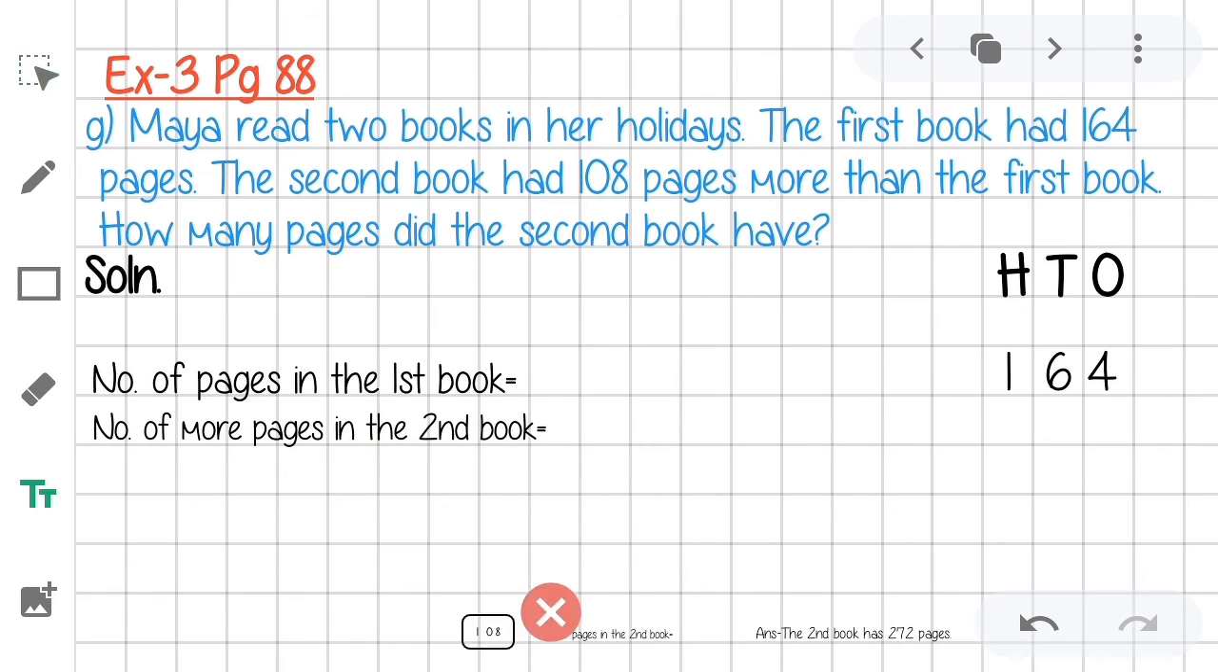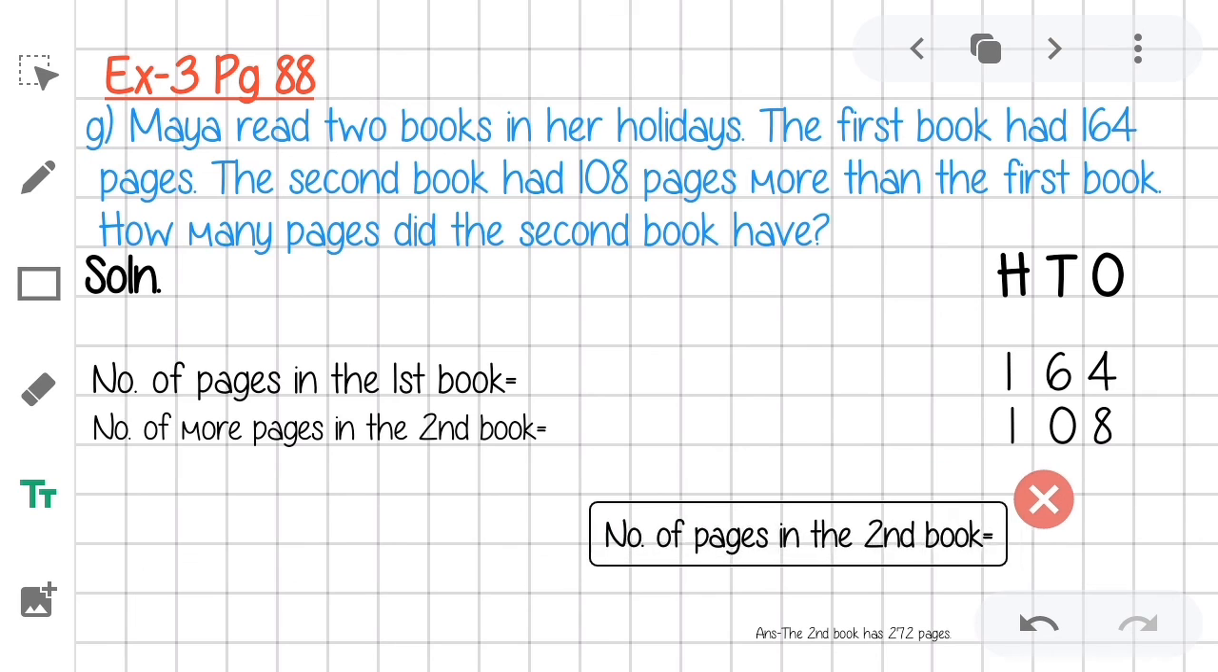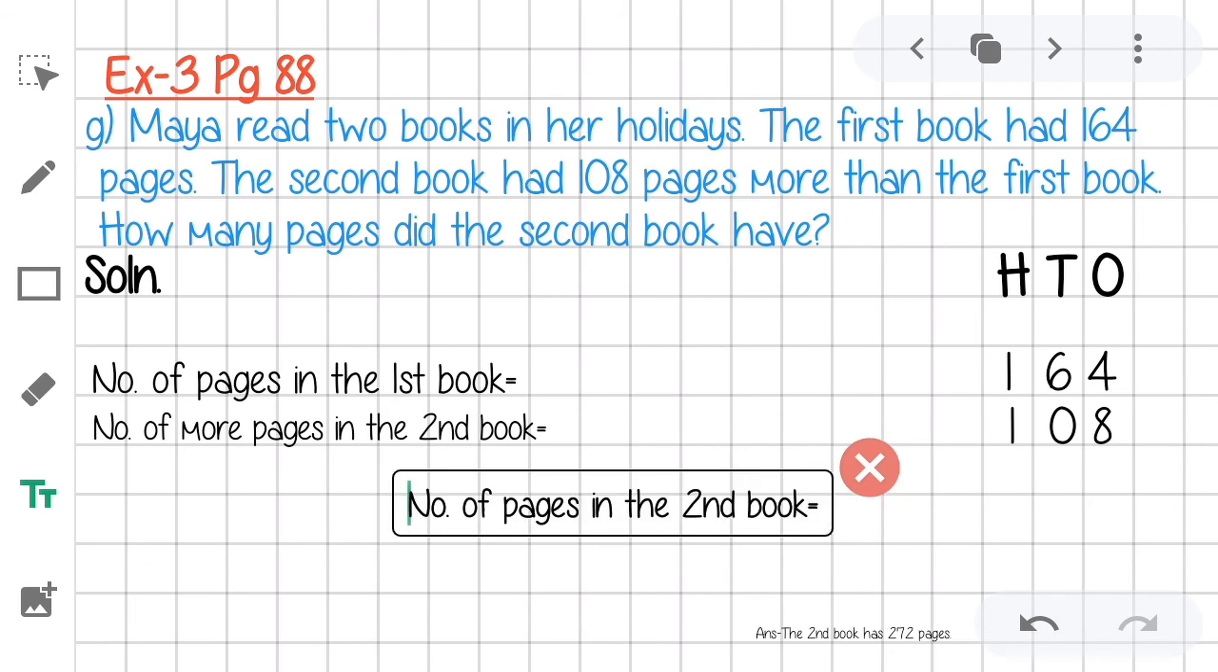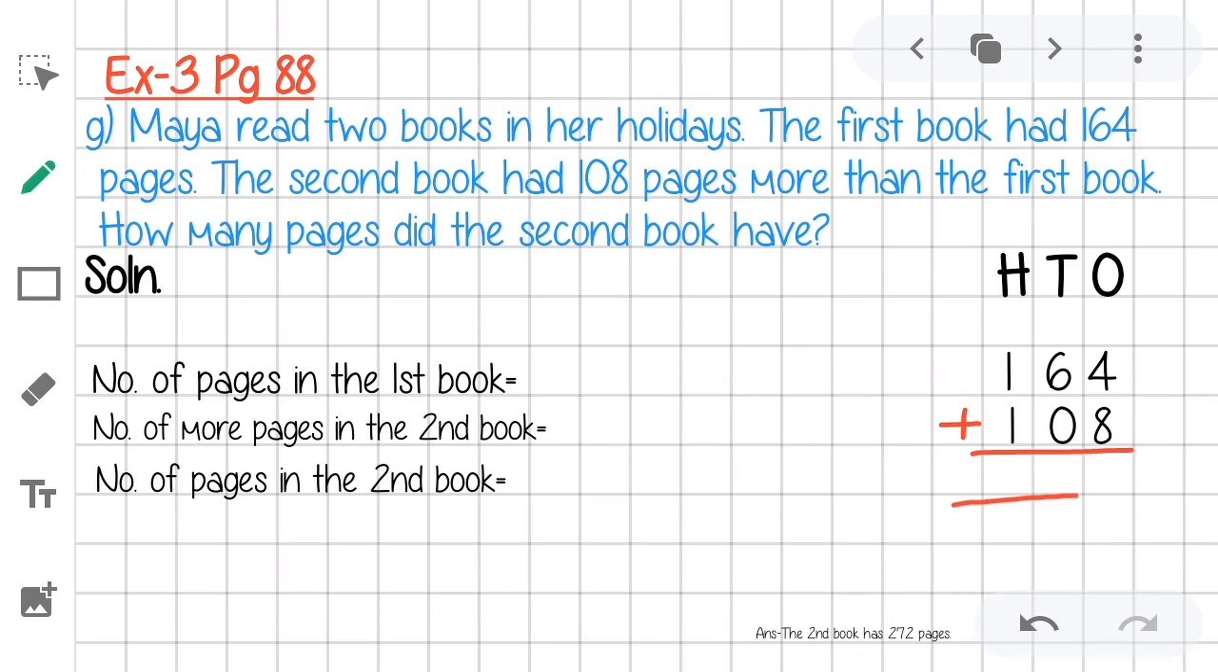So how many more pages are there in the second book? It is 108. So we'll write 108 below 164 in the last 3 blocks. Now we have to find out the total number of pages in the second book. So for that, the third step will be number of pages in the second book. So we will put a plus sign here and we will add it.